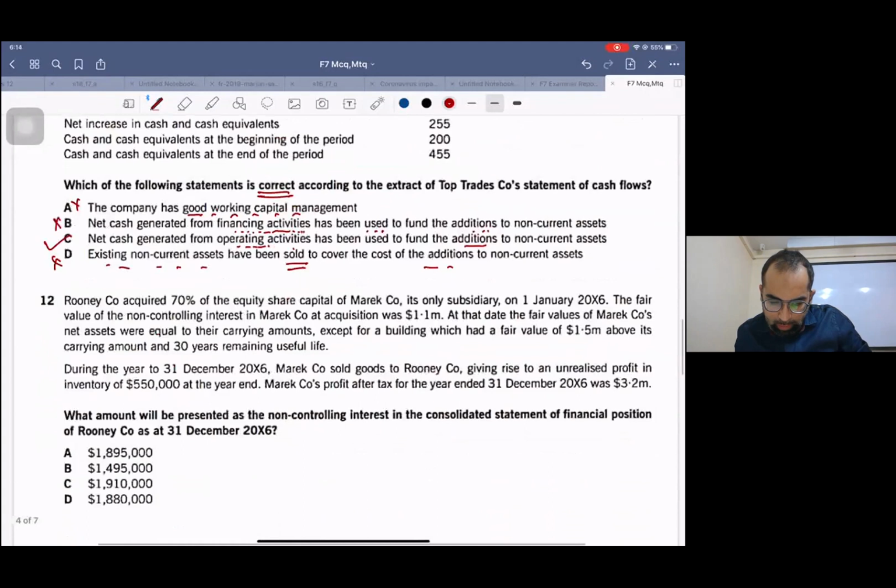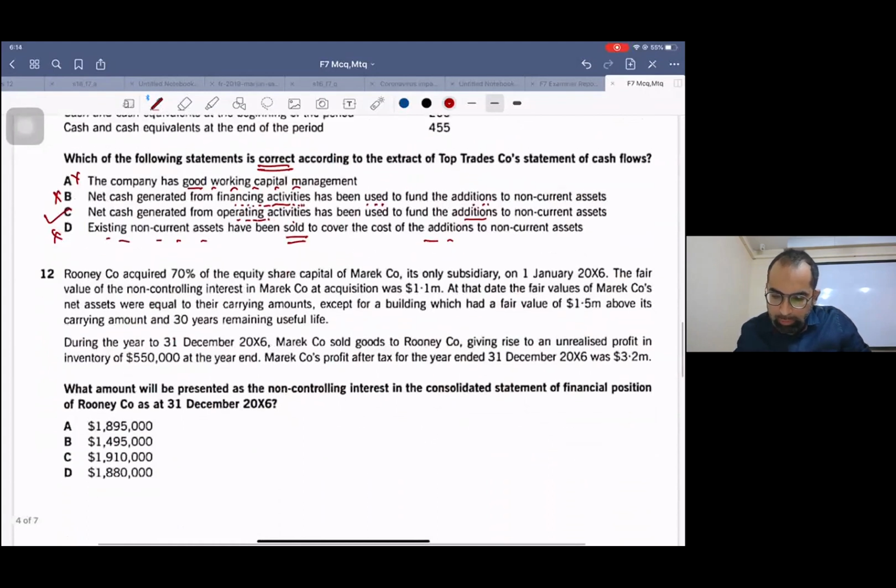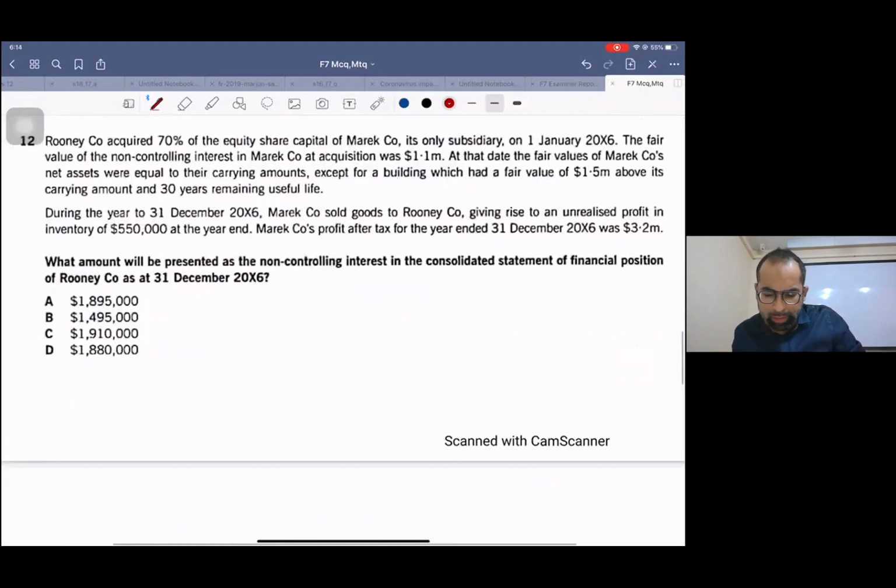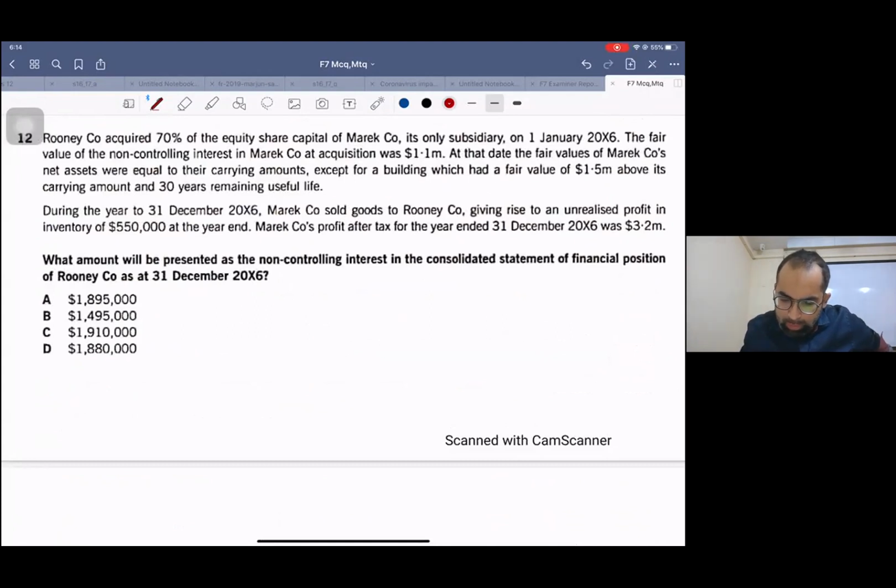Now again, a question of common sense. Question number 12. I think it's not difficult. I'm sure you know about the post-acquisition retained earnings. See this, for example, this is only one year, 1st January X6 to December X6.